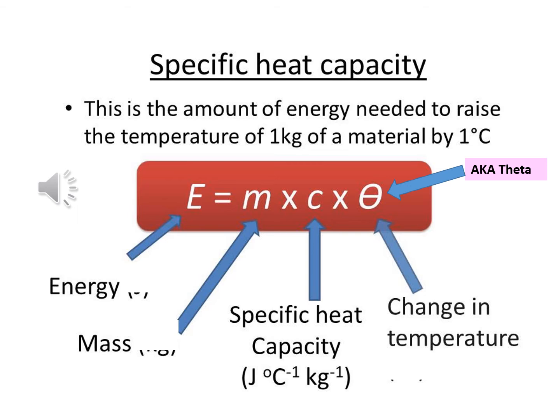As always with physics, we do have an equation for this. It is energy equals mass times the specific heat capacity of whatever material that is, and then times the temperature change. We use this weird symbol here. It's called a theta, and that means a change in temperature. So can you write down a definition and write down the equation? Pause the video so you've got time to do this in your books.